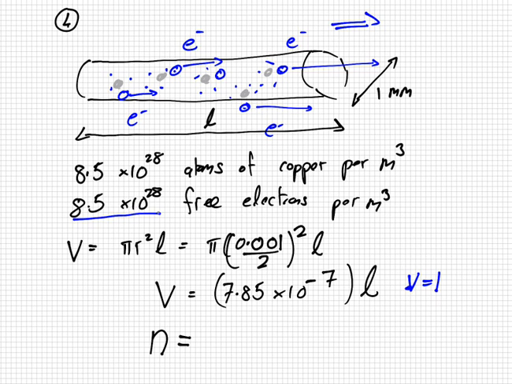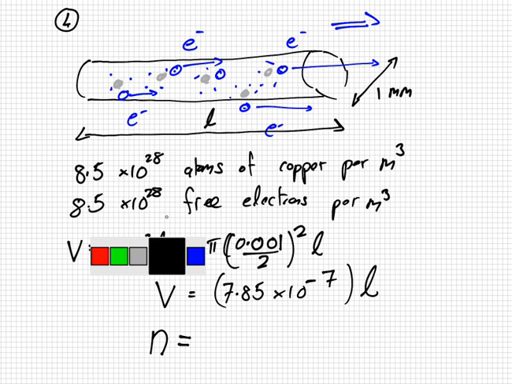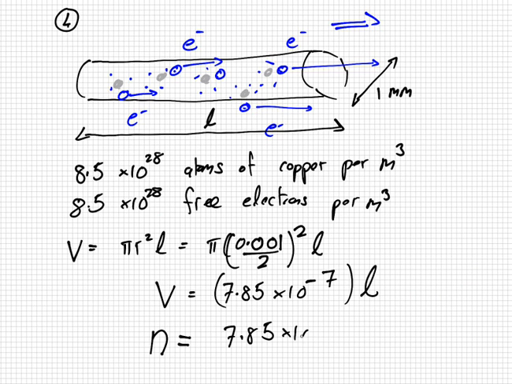KJ, do you mind typing this number in here on the calculator and tell me what you get? Why do I put it? Radius. It's 1 millimeter. Diameter. Oh, yeah. What is it? 7.85 times 10 raised to the power minus 7 L. That's the volume.